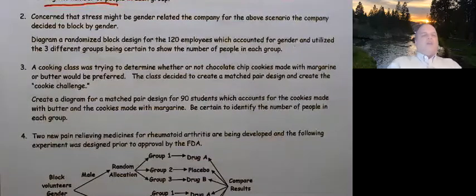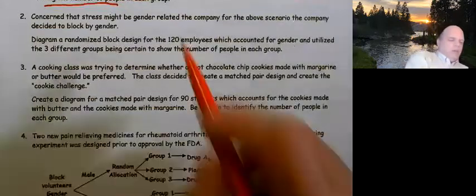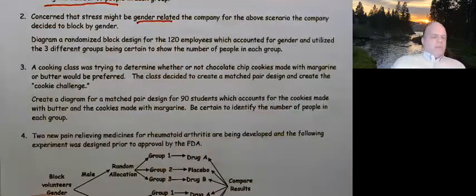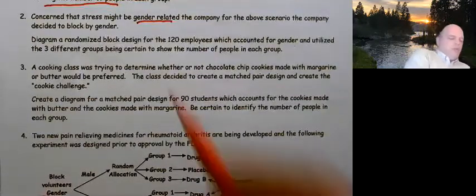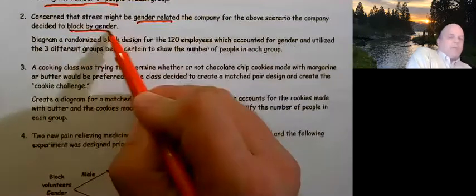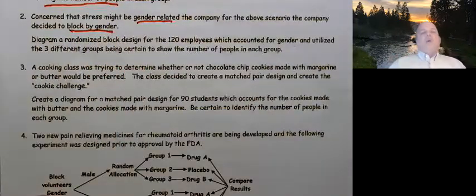Okay, scenario 2 is a continuation of the first scenario. Concerned that stress might be gender related, the company decided to block by gender. Remember, when we block, we're breaking it down by something that they already are. So in this case, we're going to block by gender. So we're going to block male and female.